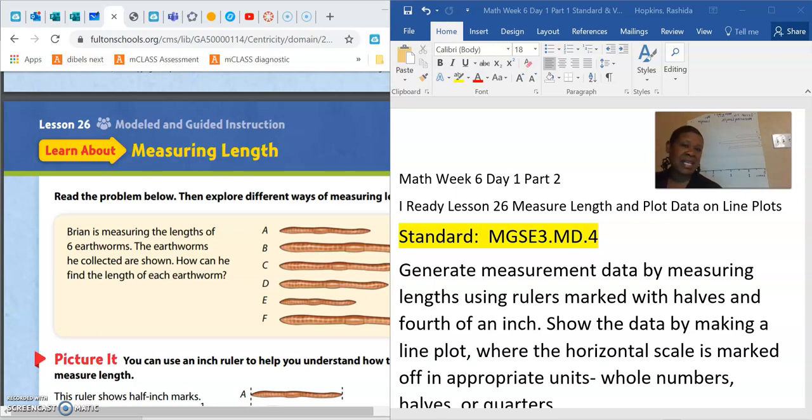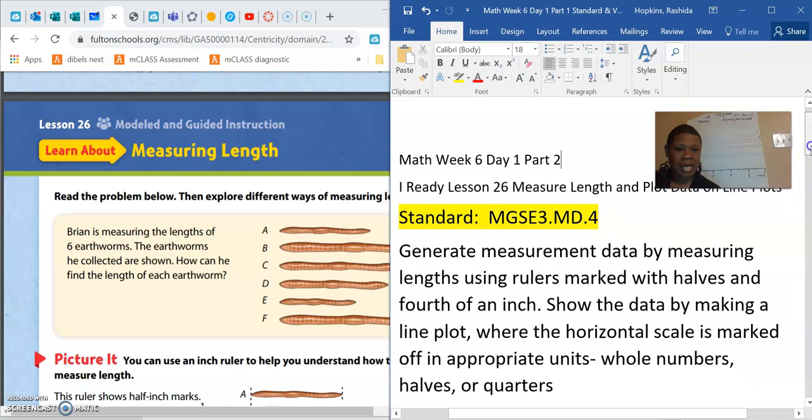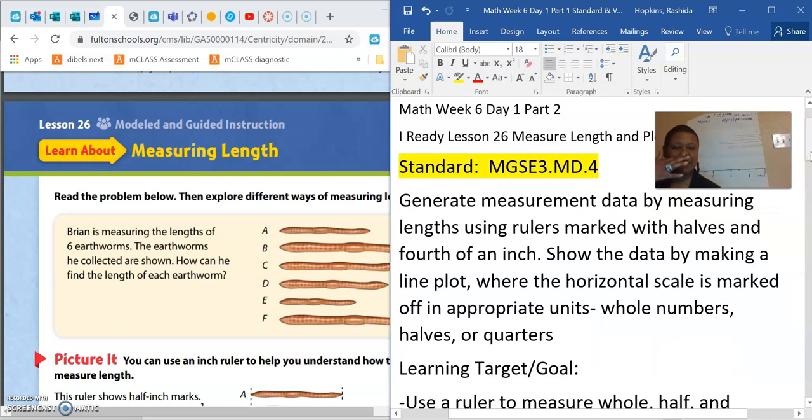We're going to be finishing up Part 2, iReady Lesson 26, Measuring Length and Plot Data on Line Plots. Your standard for today: generate measurement data by measuring lengths using rulers marked with halves and fourths of an inch.